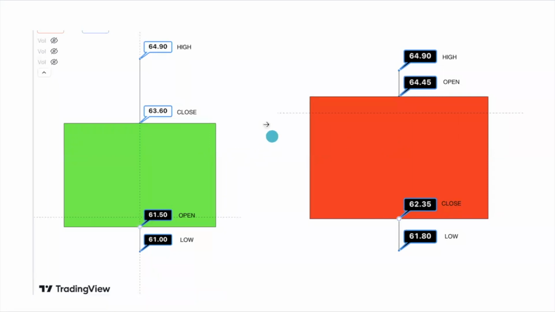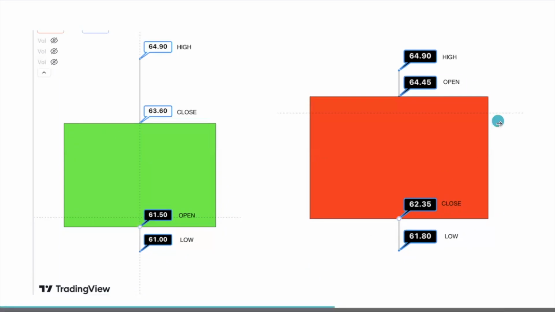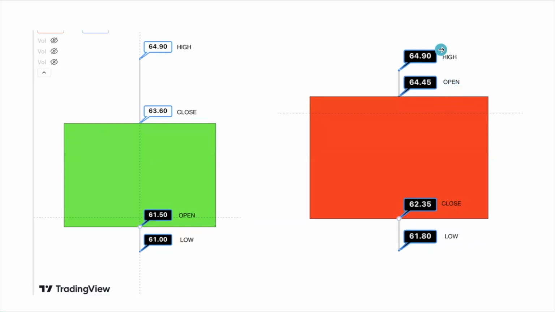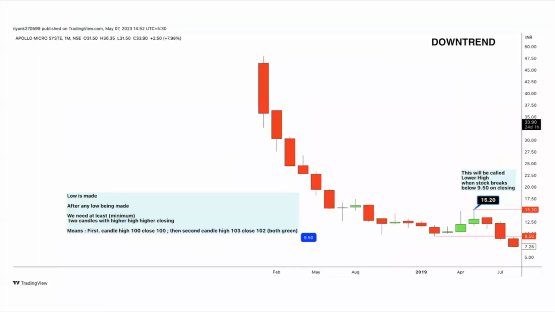So for a green candle, the top point which you see is called a high. This is called a close. This is called the opening, and this is called the low. For a red candle, this is the opening, this is the close, this is the low, and this is the high. So this is just a way of portraying opening, low, high, and closing prices of a security over a period of time. This is just how candlesticks really look.